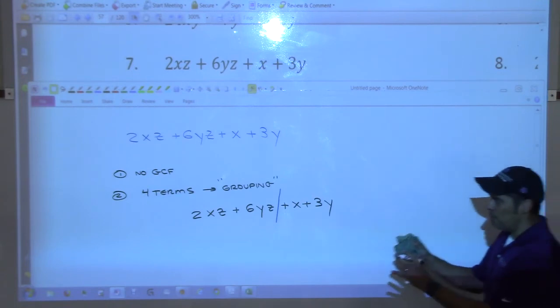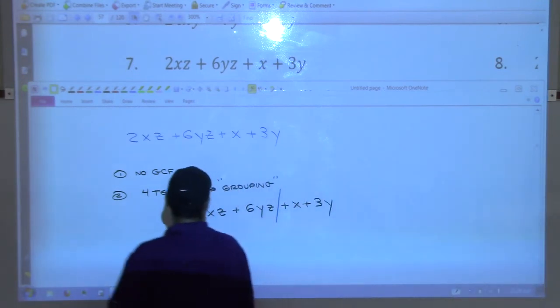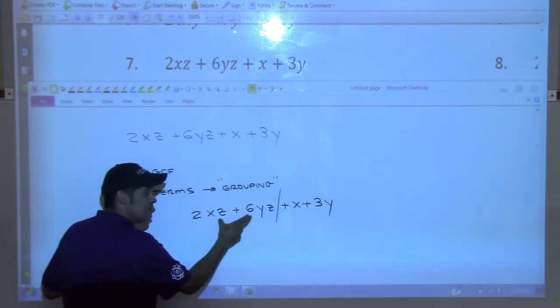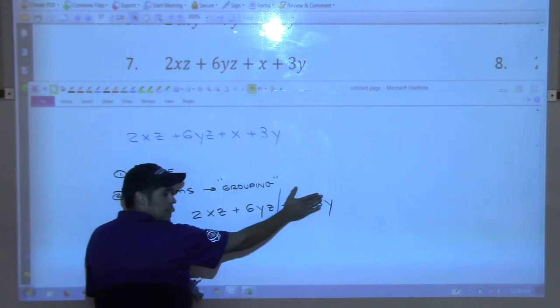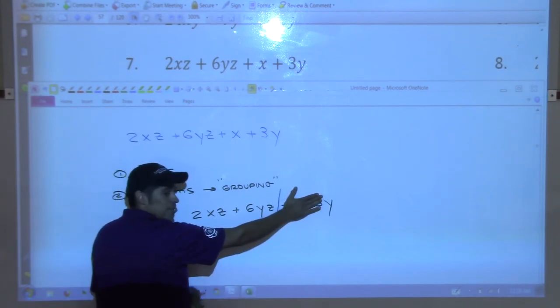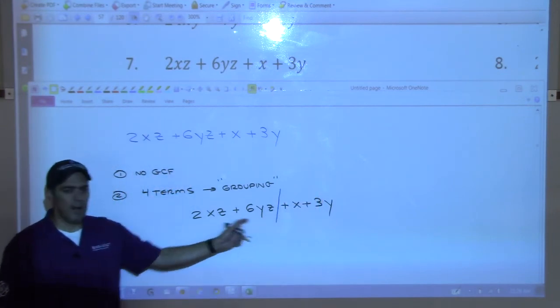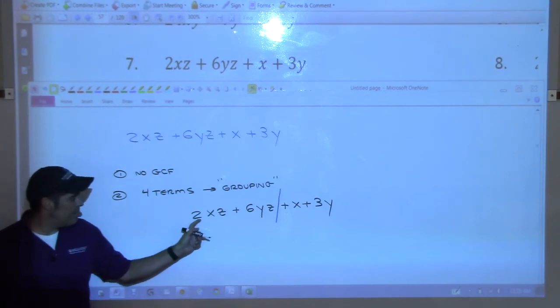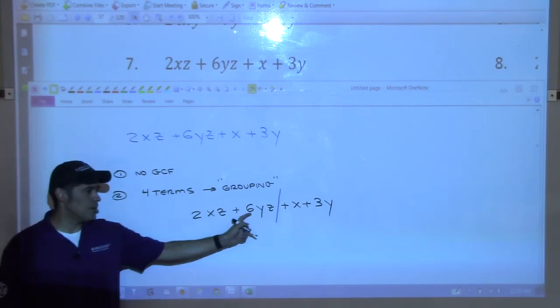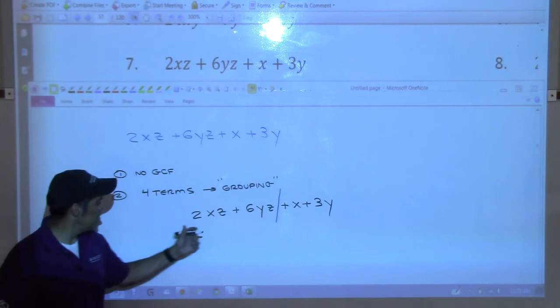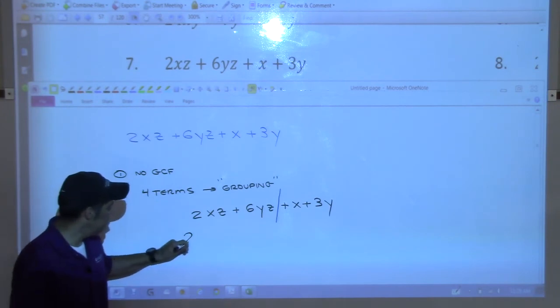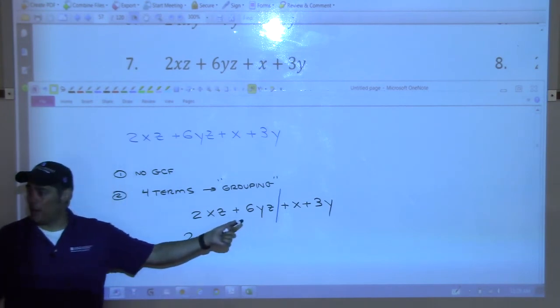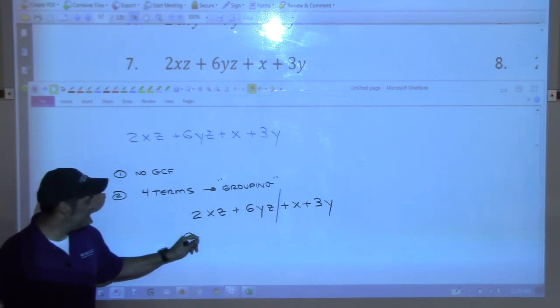Now, once we've done this, you're going to look at just these 2 terms like that's your entire world right there now. And you want to try and do GCF again, just on those 2. So looking at these 2 by themselves, what do they have in common? They both have a 2, right? 2 goes into this and 2 goes into 6. So they both have a 2. So I'm going to write that down, 2. And they both have a Z, right? So I'm going to put a Z here.